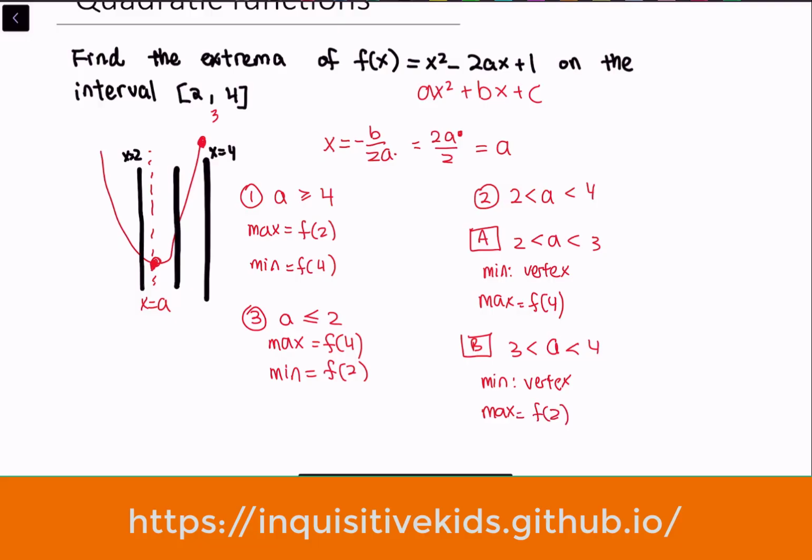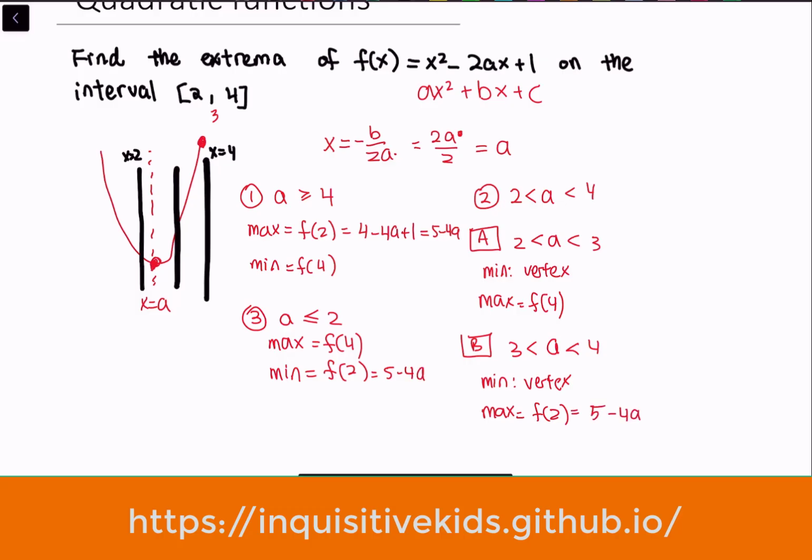Now we already have the max and minimum values laid out for each case. All we have to do is simplify. So let's substitute 2 into our function. We have 4 minus 4a plus 1. This is equal to 5 minus 4a. And f of 2 is always going to be equal to 5 minus 4a.